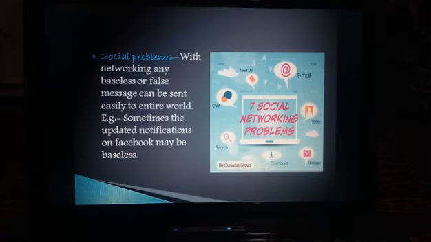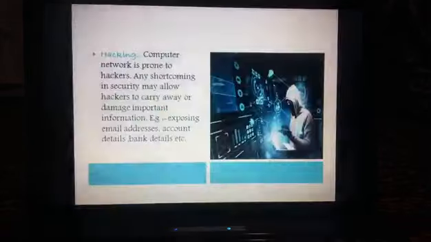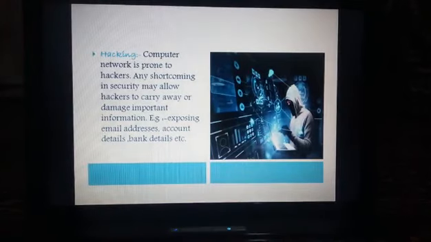Now the last point is hacking. A computer network is prone to hackers. Any shortcoming in security may allow hackers to carry away or damage important information. For example, hackers may expose our email addresses, passwords, account details, bank details, etc.